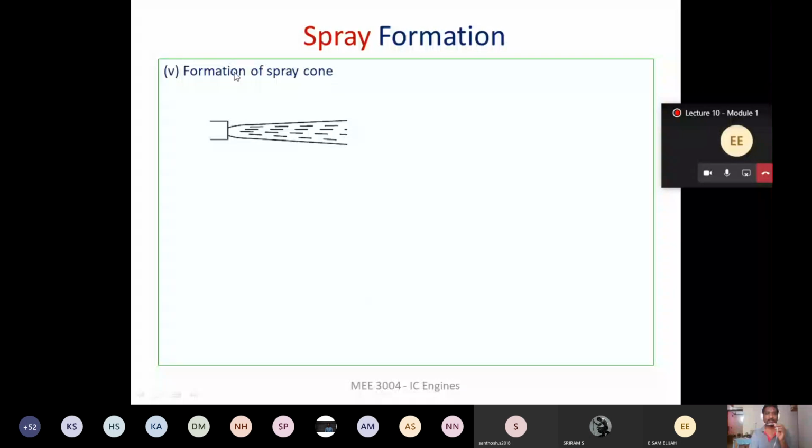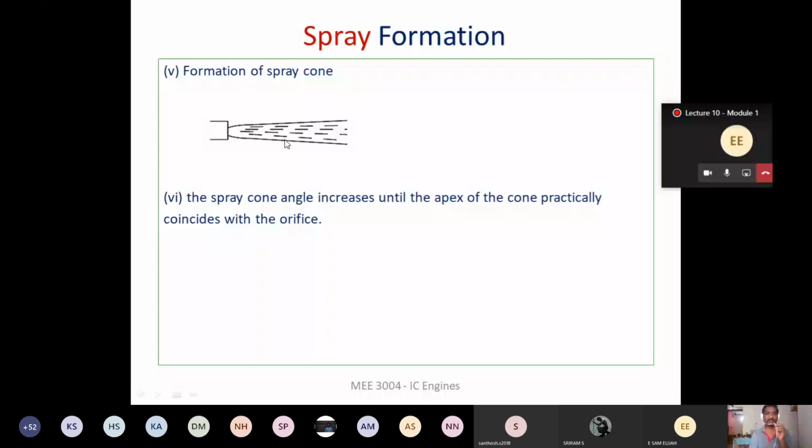And in the last stage, what will happen? This spray cone will be widening, or diverging, and the apex of the spray cone will get attached to the orifice. So here you can see, the apex will be inside your orifice. Here you can see, it will attach from the orifice. The apex of the spray cone will attach with the orifice. Okay, so this structure is what we call the spray cone structure, and this is very, very important for complete combustion of the fuel.